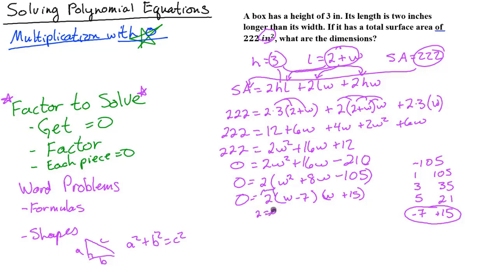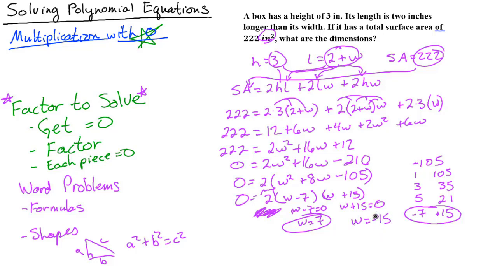2 equals 0? No, that doesn't give us an answer. That's silly. Okay, w minus 7 equals 0. W equals 7. True that. Look at that. W equals 7. And w plus 15 equals 0 will give us w equals negative 15.